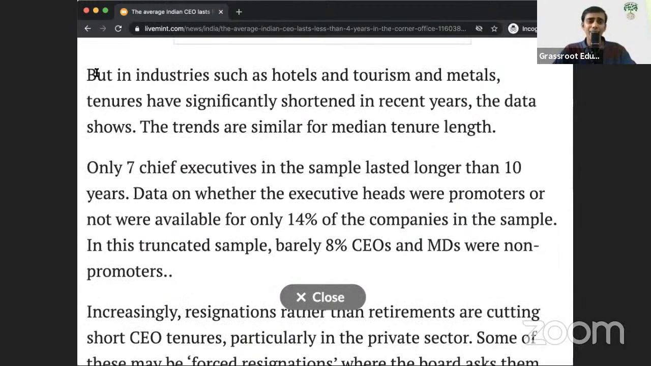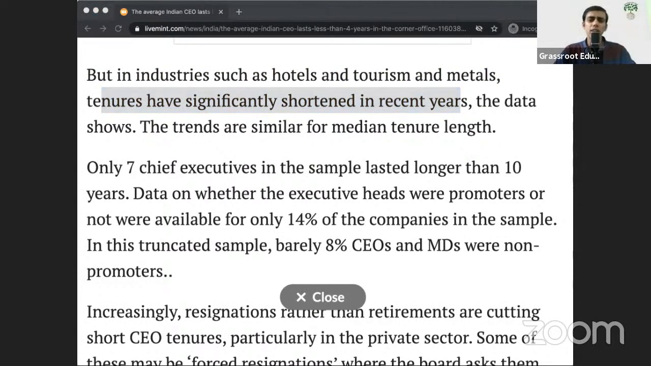Okay. But in industries such as hotels and tourism and metals, tenures have significantly shortened in the recent years. What do you mean by significantly shortened in this particular instance? When I say tenures have significantly shortened, what do I mean? Significantly shortened?